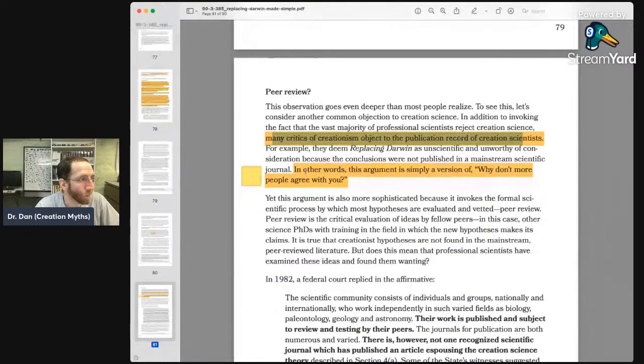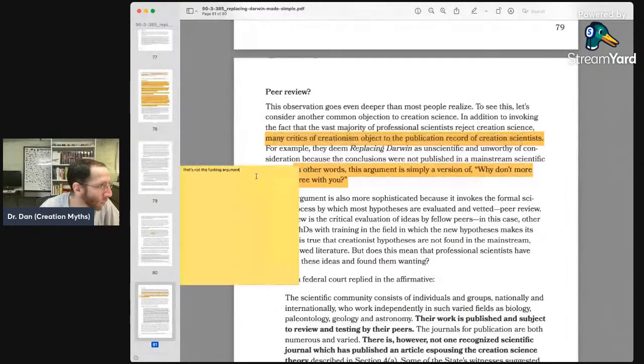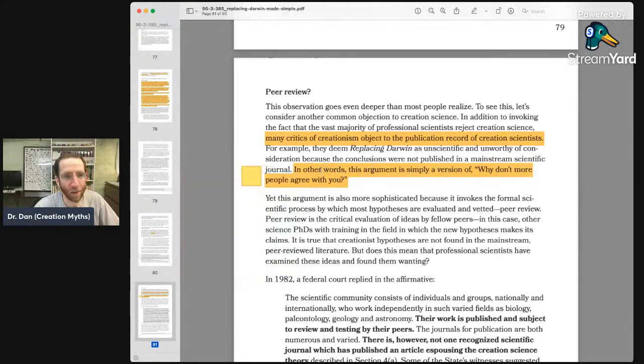So what did I write here? I wrote, yeah, okay, I got sweary. Yeah, that's not the argument. The argument of why aren't you doing peer review is not why don't more people agree with you.